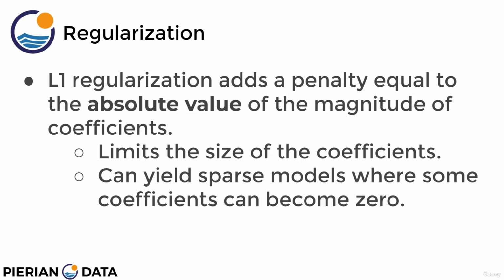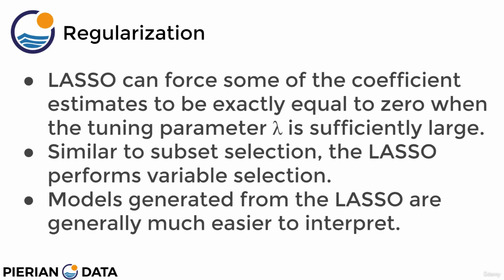However, the most important difference and the key qualifier of L1 regularization is that it can yield sparse models where some coefficients can actually become zero. Lasso can force some of the coefficient estimates to be exactly equal to zero when the tuning parameter lambda is sufficiently large. Similar to subset selection, lasso regression can perform something very similar to variable selection, because if you set some coefficients equal to zero, that means you're not even considering that particular feature. So that allows models generated from the lasso to be generally much easier to interpret.